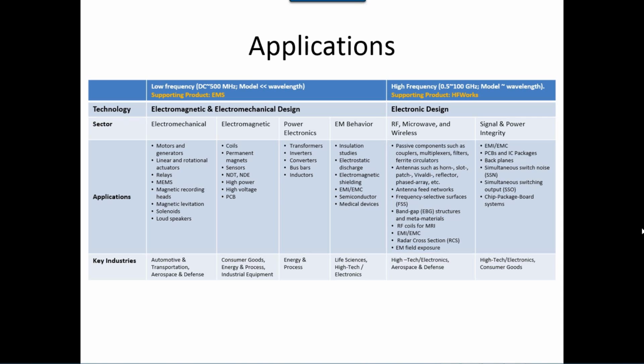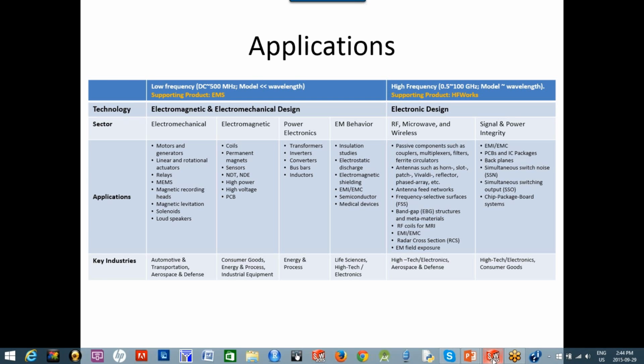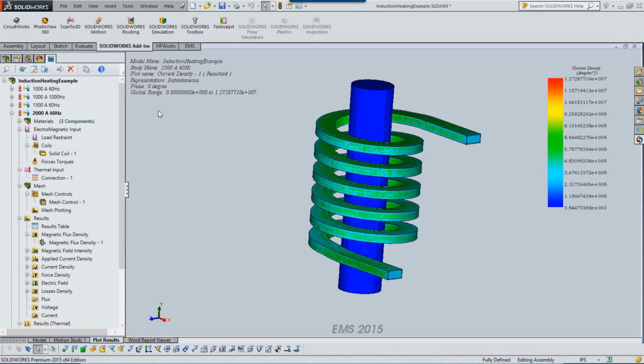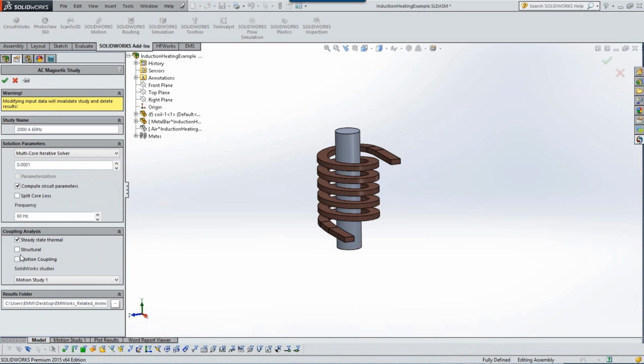Hold on a second, Arvind. Looks like there's one more question. Can we use thermal simulation for electrostatic study? The answer is yes, you can use thermal simulation for electrostatic studies. It's the same way you can couple it to thermal. So when you create an electrostatic study, just like how you created this AC, you have to couple that to thermal, and then you will be able to get the thermal results.